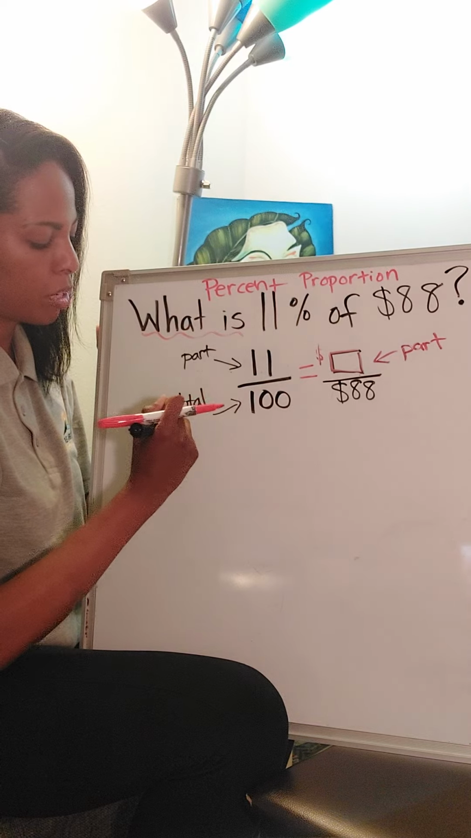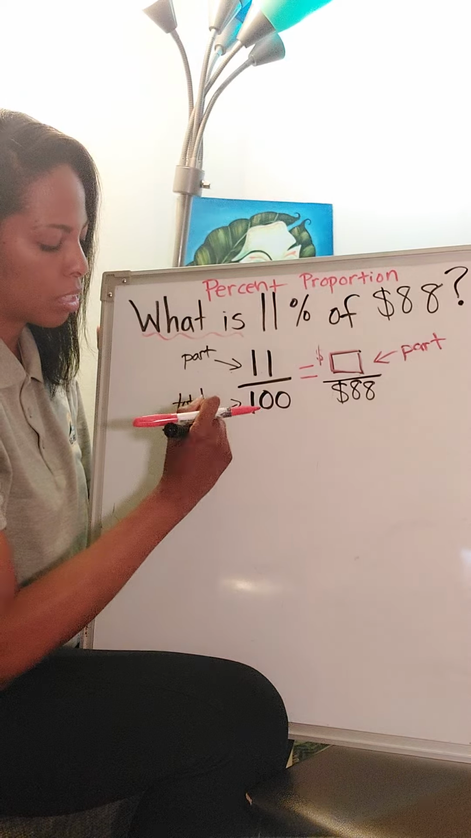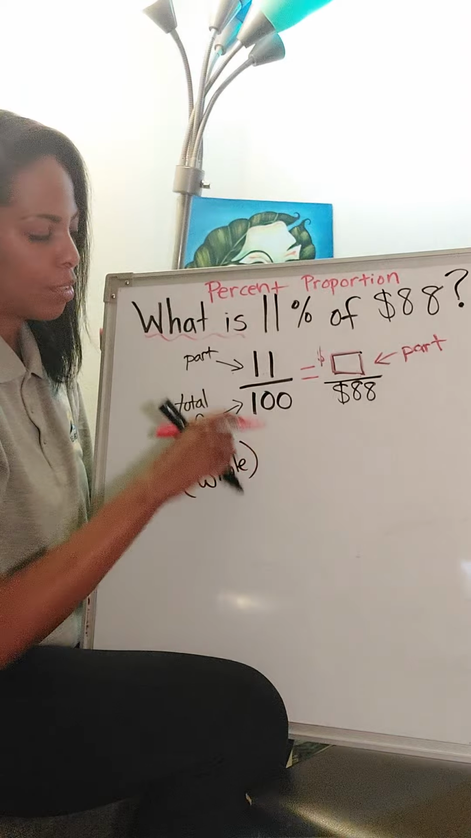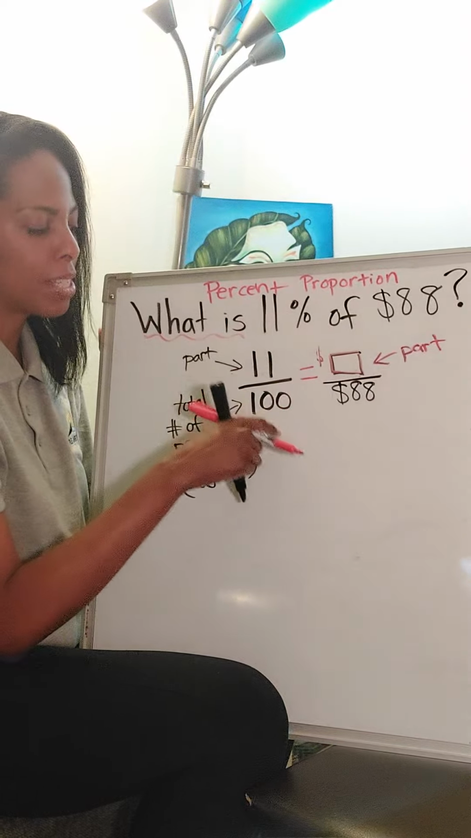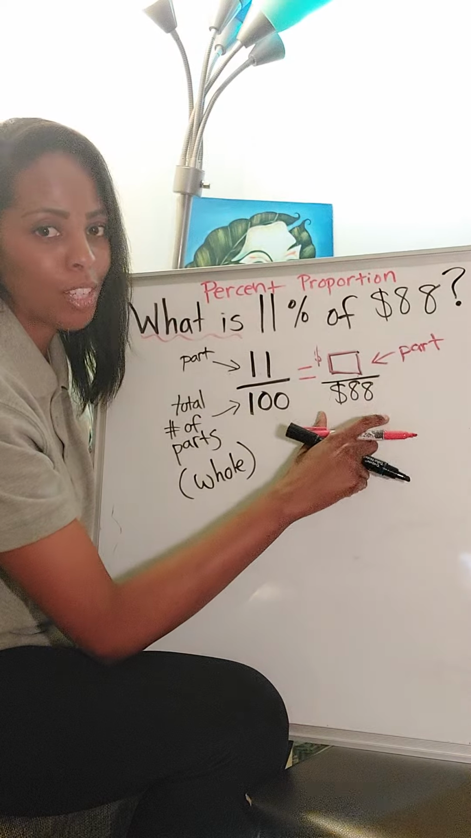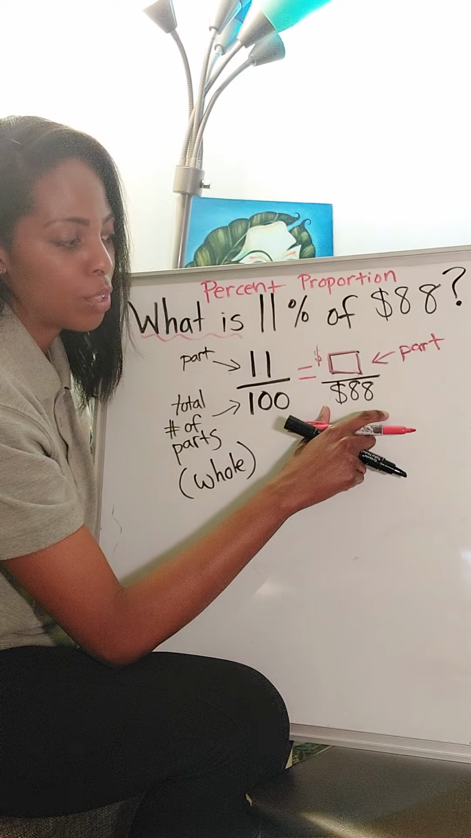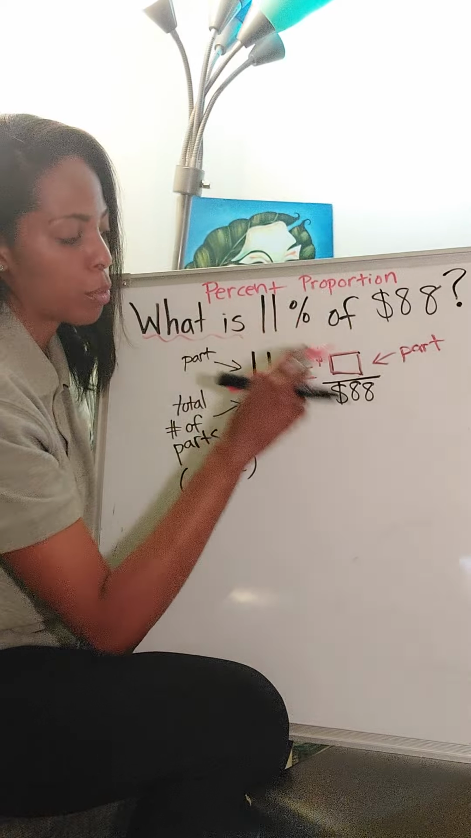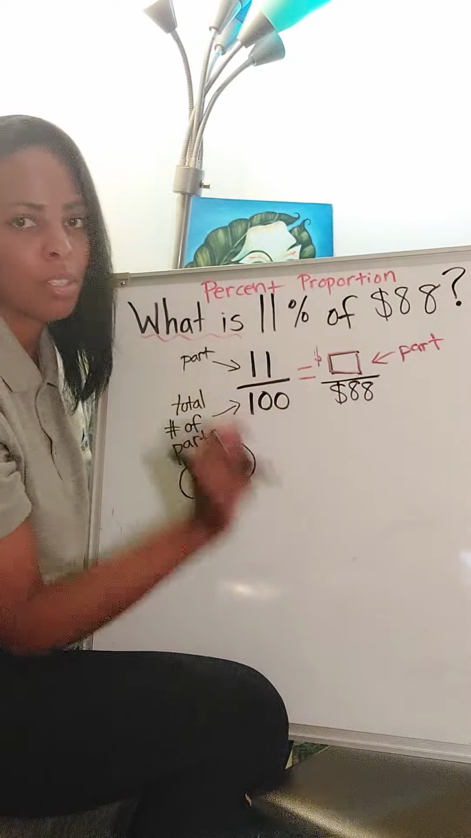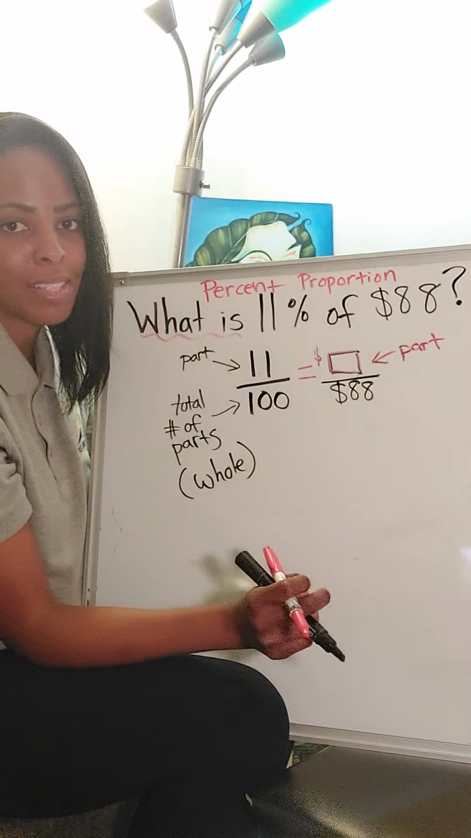Some people will call the total number of parts the whole. So our whole thing, whatever that thing is, is cut up into 100 pieces, and we have 11 parts. Our total or whole cost of our shoe is $88, but for the sale of 11% off, you get to take a certain amount off. So that part, how much can you reduce or subtract from the total price?